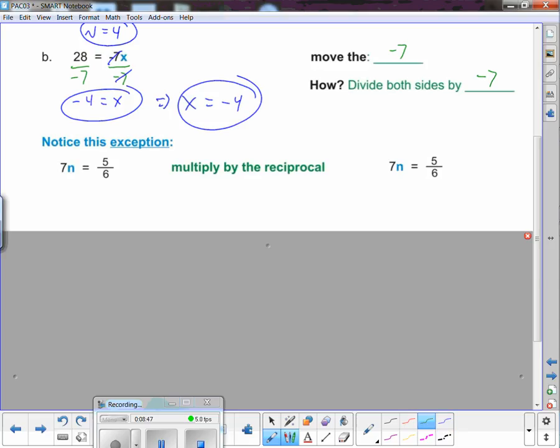Don't do this in your notes. This is, well, go ahead and do that. That's what you'd want to do, right? Isn't that dividing both sides by 7? And on the left, the 7 divided by the 7 will get the n all by itself.